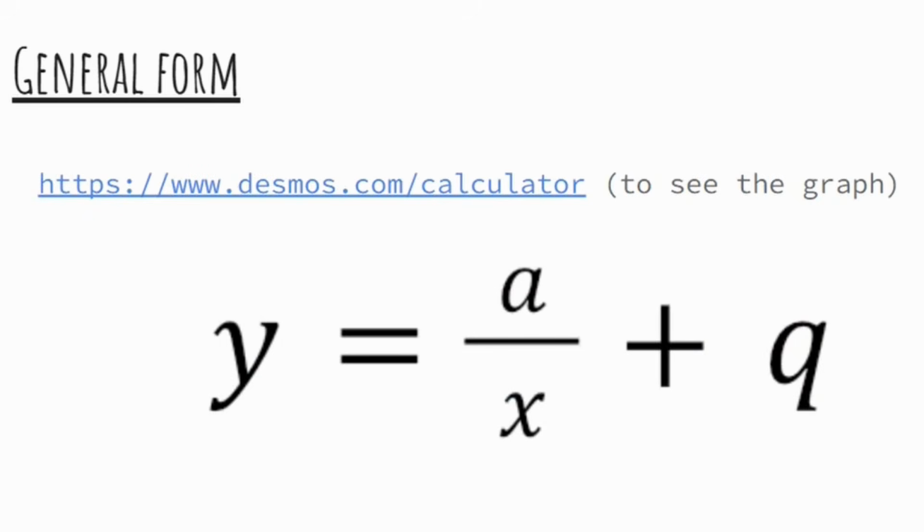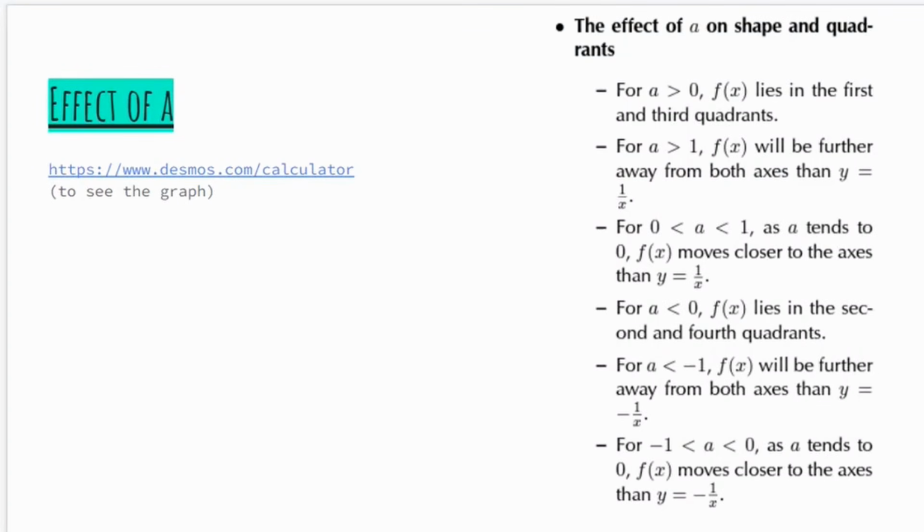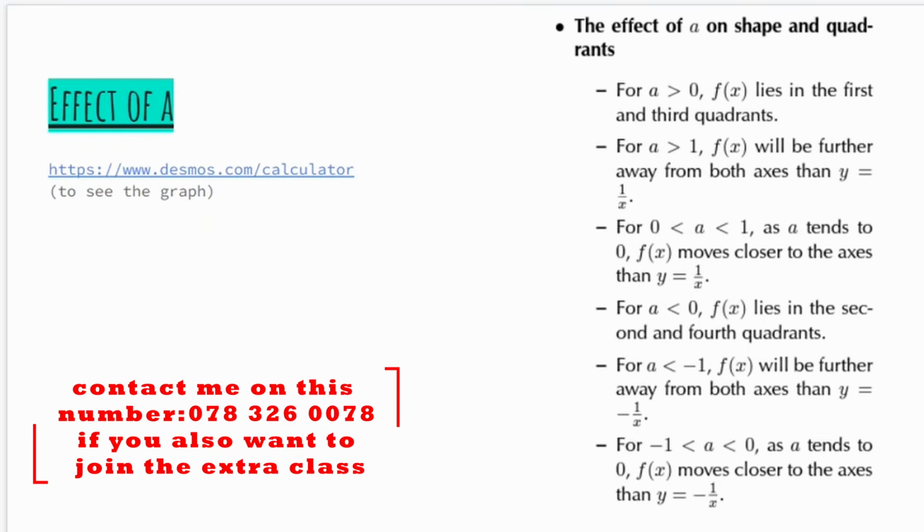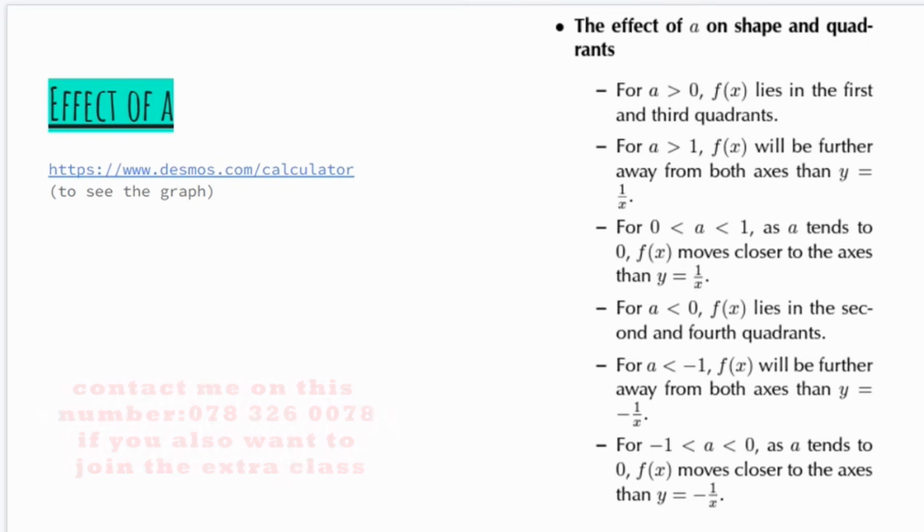It says the effect of a, right? They say the effect of a on the shape in the quadrants. When a is greater than 0, f of x lies in the first and third quadrant, which is just what I showed you. Meaning in simple terms, when a is positive, your graph is in your first and third quadrant, right? A is less than 0, f of x lies in the second and fourth quadrant, meaning that when a is negative, it lies in the what? In the second and fourth quadrant.